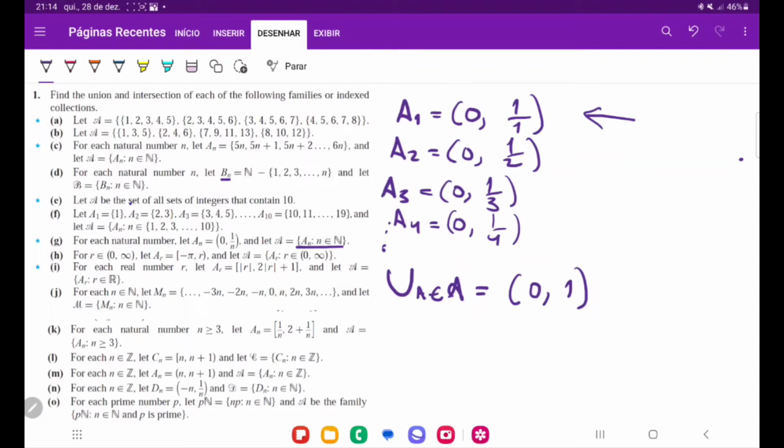And what about the intersection here? Well, the intersection, 0 is not included. So the left-hand side begins at 0, but it does not include 0. And the right-hand side, the limit of the right-hand side gets smaller and smaller and smaller. So at the limit, it's basically going to have 0 on the left and then 0 on the right. But it does not include 0, right? So 0 is not included, which means that there's no value that is common to all of these subsets. So that's just the empty set. Now let's do H.